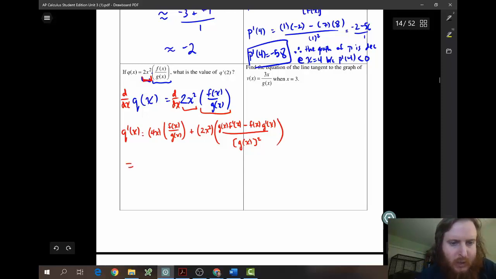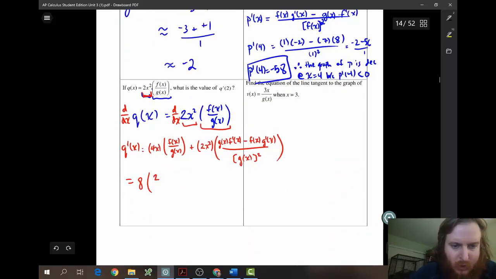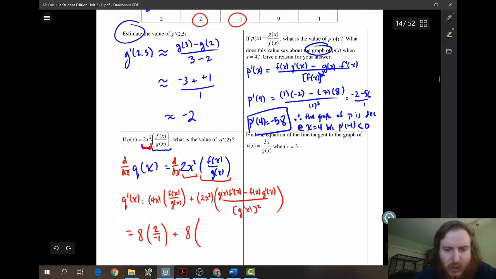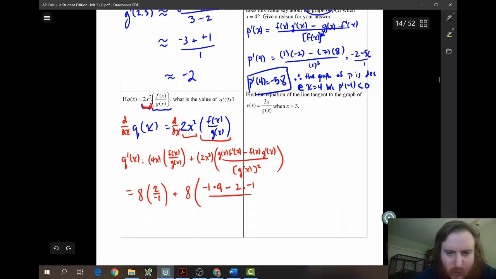And now we're going to just start plugging in at 2. So 4 times 2 is 8. And then f of 2, right? f of 2 is 2 divided by g of 2 is negative 1. So 2 over negative 1. And plus 2 times, now we're plugging in 2. 2 squared is 4. 4 times 2 again is 8. Times, now this one, g of 2, right? So g of 2 is negative 1. Times f prime of 2 is 9. Minus f of 2 is 2 times g prime is negative 1. All divided by negative 1 squared.